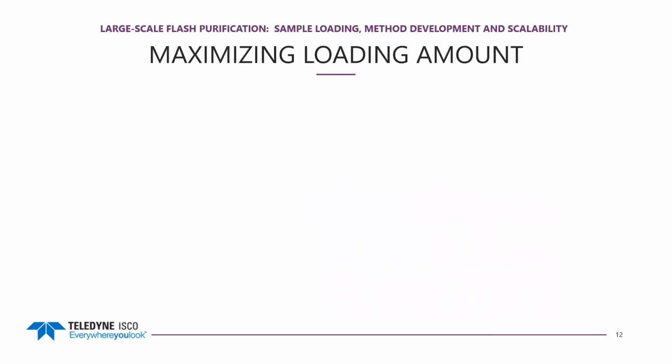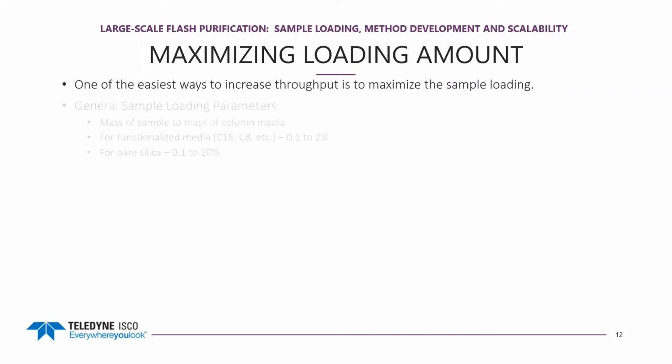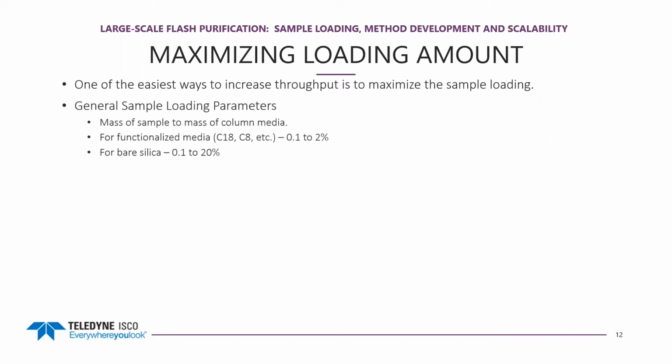One of the important considerations here, which has a big impact on the performance of our separation, is how much compound we can get on there. We want to maximize the loading amount for our stationary phase, and this is the easiest way for us to increase our throughput. For general sample loading parameters for our columns, the mass of sample to the mass of column media for our functionalized media is about 0.1 to 2%. So if I'm running on a 100-gram C18 column, I could potentially run up to about 2 grams of compound, so 2%, depending on resolution and how close the impurities are.